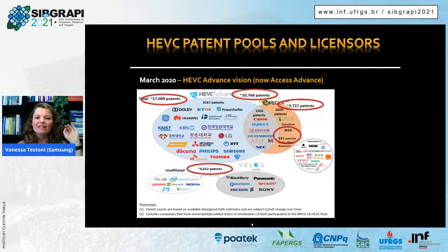So this is the situation from last year. I asked you to guess how many patents. So 17,000 patents are now in the HEVC. If you look at one of the patent pools, only this one has more than 10,000 patents. And not all of them are considered what we call standard essential patents, but most of them are, right? So this is a huge number of patents and a big problem for the HEVC technology, okay?